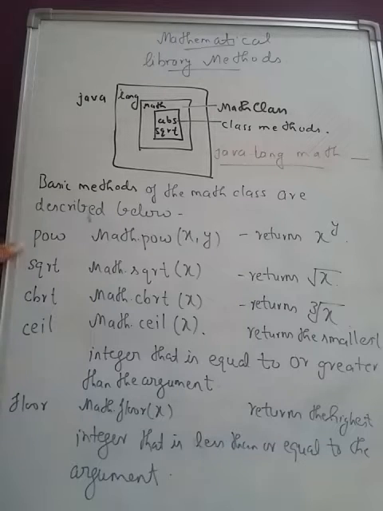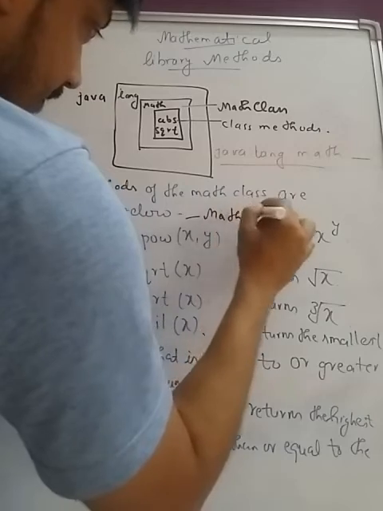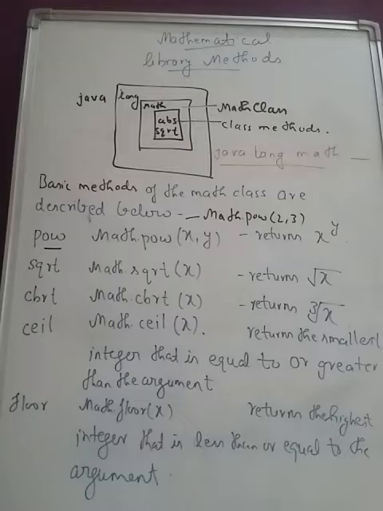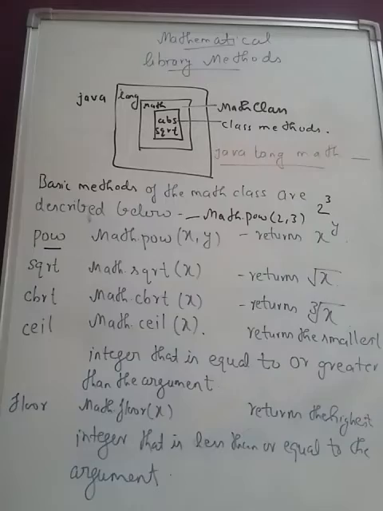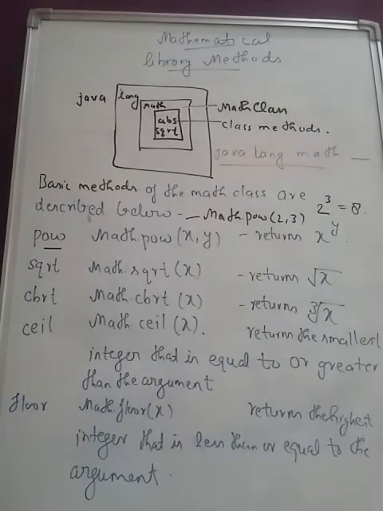The first method is the pow method, which is generally used to return the power. Suppose it is written like Math.pow(2,3). What you will be doing is raising x to the power y. That means you have to do 2 to the power 3, and the result will be equal to 8.